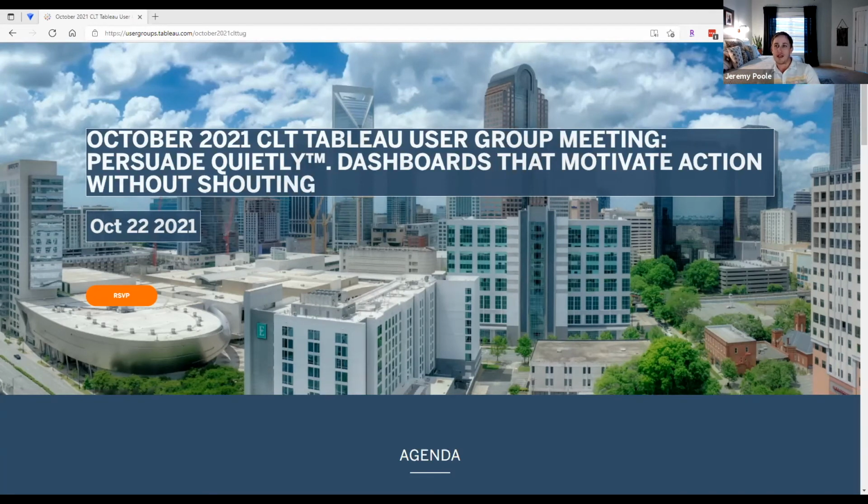When we saw you last, we had Emily Kuhn speak about accessibility and dashboard design and visualization, which was a really cool talk. Today, we're going to give you some more info on a design framework to help motivate action from your end users. So really excited to share with you today. We have a great guest speaker. But first, I want to kick us off.